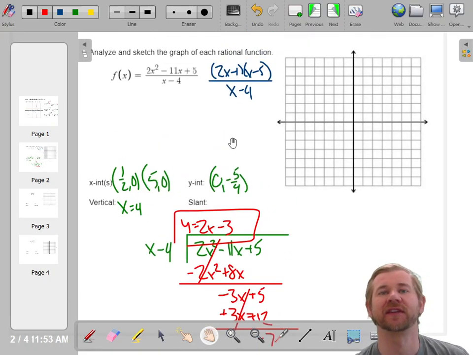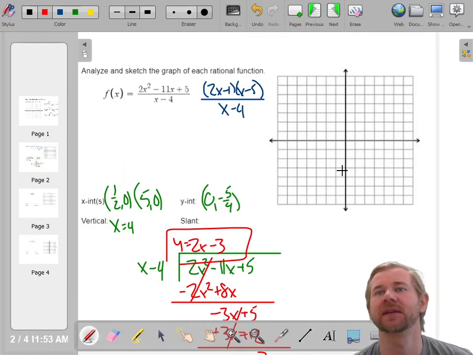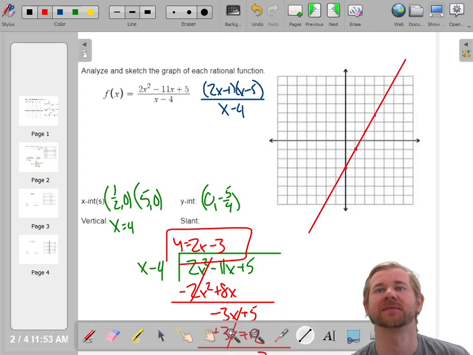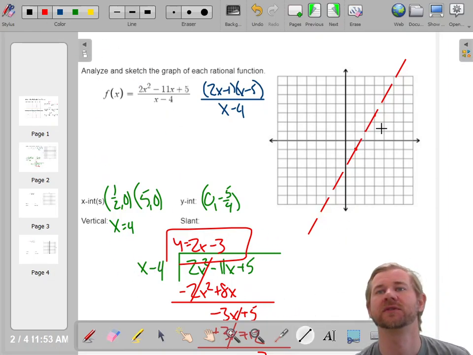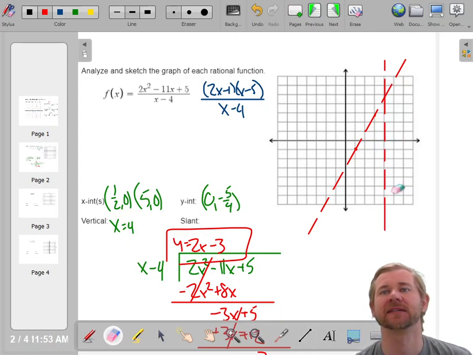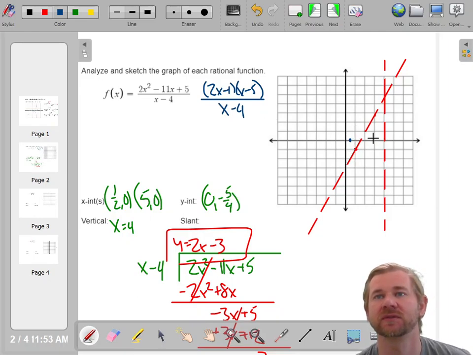So I'm going to start by graphing that. 2x minus 3, start here. The y-intercept is negative 3. Go up 2 over 1. So this is the slant asymptote. Okay, I'll draw the vertical asymptote, x equals 4, 1, 2, 3, 4. And we're going to be boxed in here by these asymptotes. So the x-intercept is 1/2, and the other one is 5, 1, 2, 3, 4, 5, right there. And the y-intercept is negative 5/4, which is about right there.